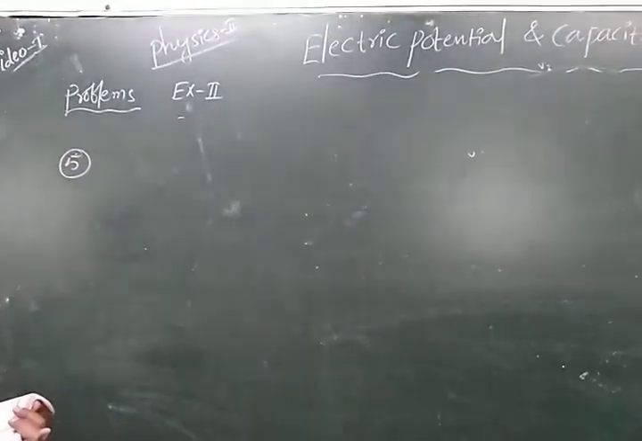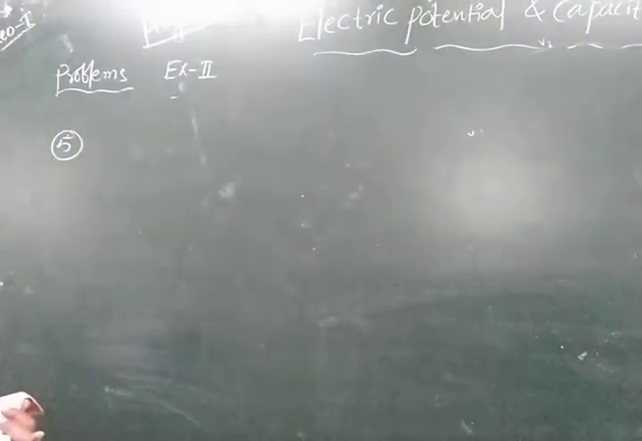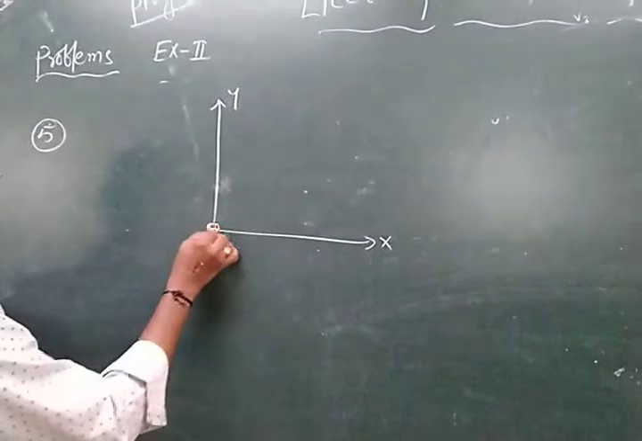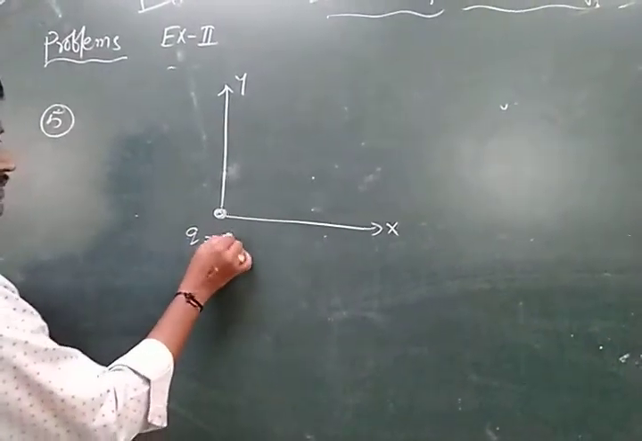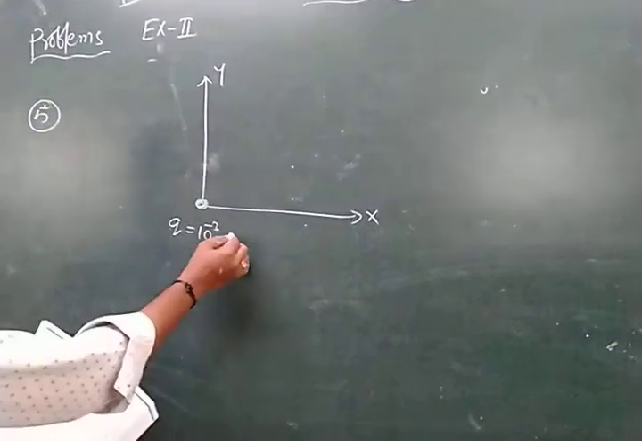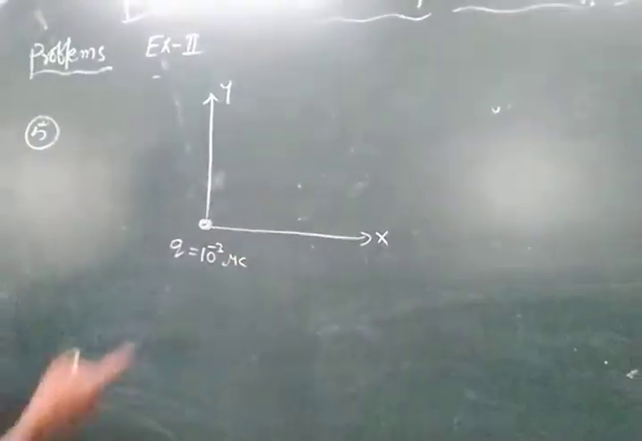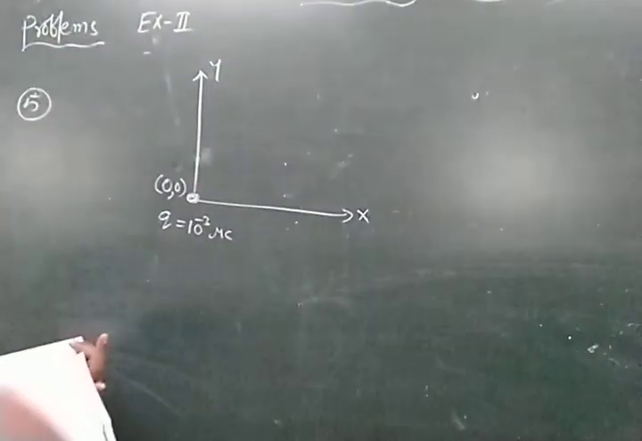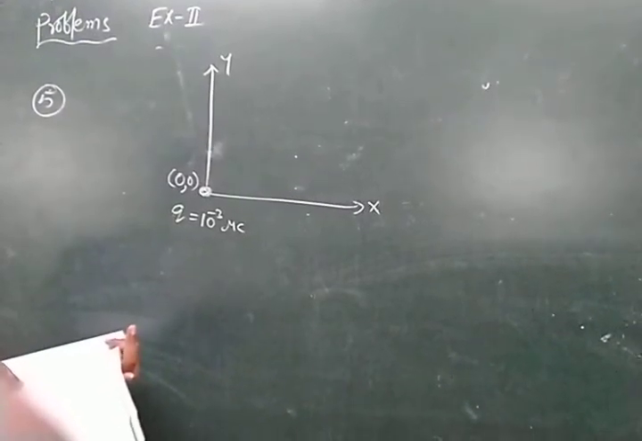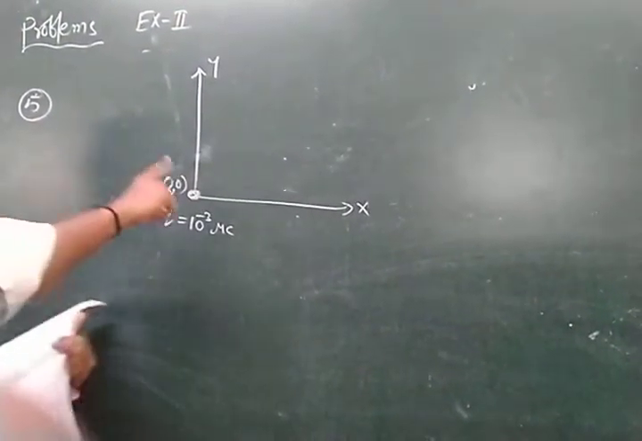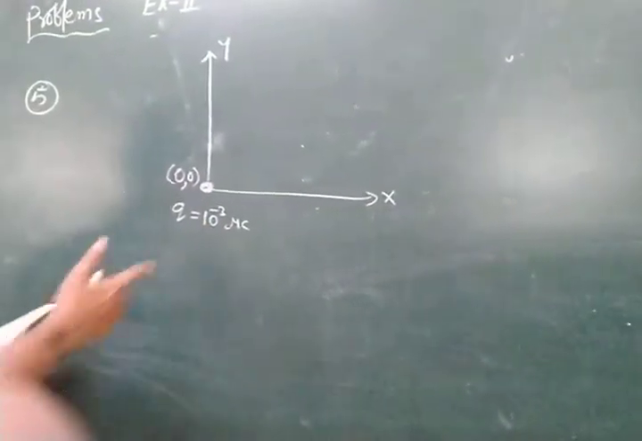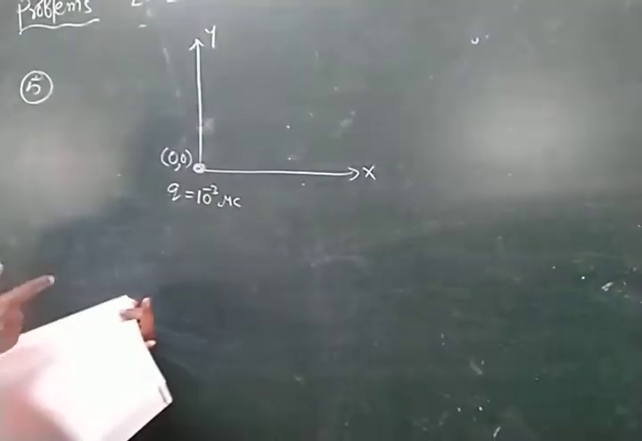So an electric charge of 10 power of minus 3 microcoulomb is placed at the origin. This is the x-axis. Next the y-axis. Here the charge is 10 power of minus 3 microcoulomb. It is kept at the origin 0, 0. Next, 2 points A and B in the xy coordinate system. This is the x and y coordinate system. At the origin, the charge will be kept, that is 10 power of minus 3 microcoulombs.